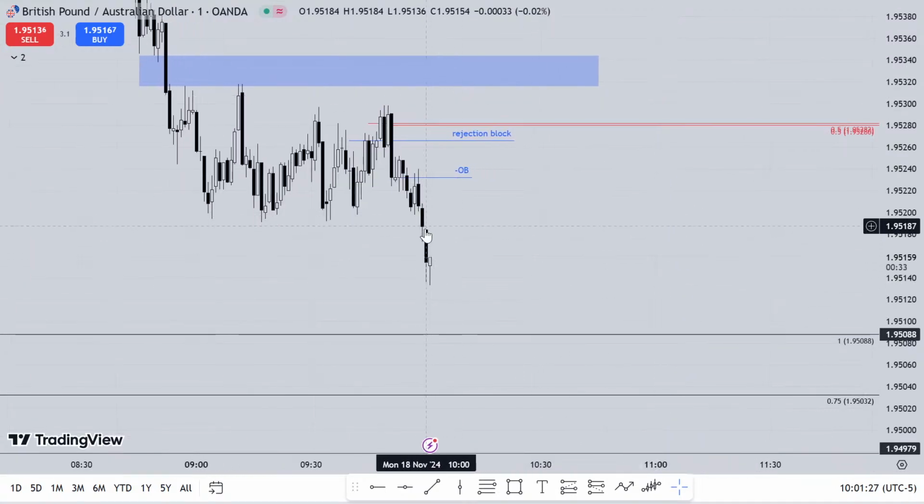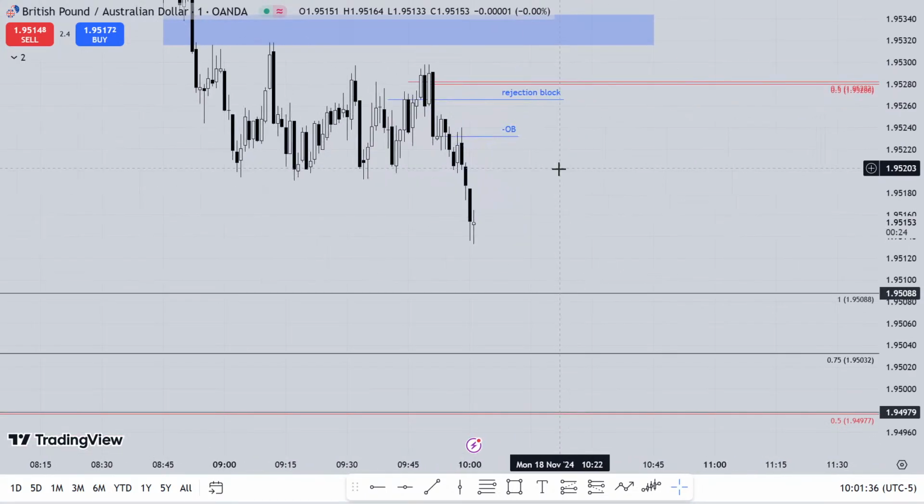So we left an imbalance here. We are going to take note of this imbalance, which was created after price traded inside of this bearish order block on the 1 minute. Remember, this is actual liquidity.